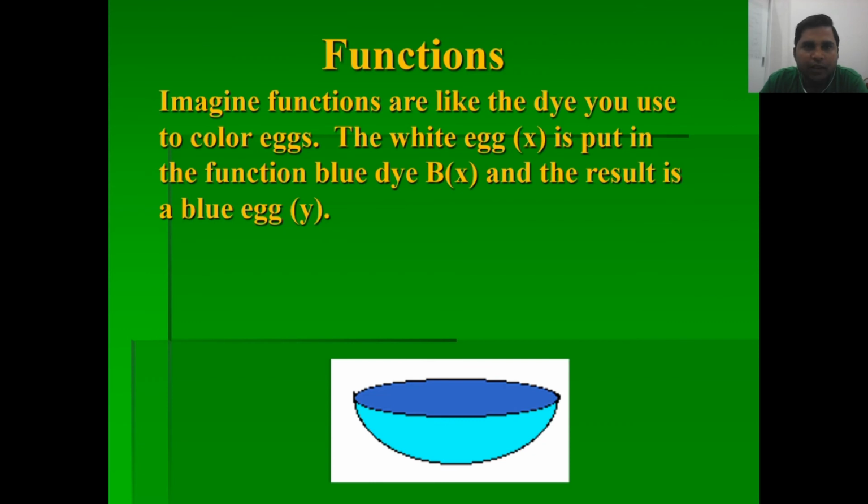So functions. Imagine functions are like a dye, and we put an egg into that and it converts the egg into a blue egg. So the white egg goes into the function and becomes a blue egg, which is y. So the function is the blue dye. The white egg is the input, which is x, and the blue egg is the output. Okay, so that's how functions work. You give input to the function in terms of x, it processes the input and it gives you the output, which is y.